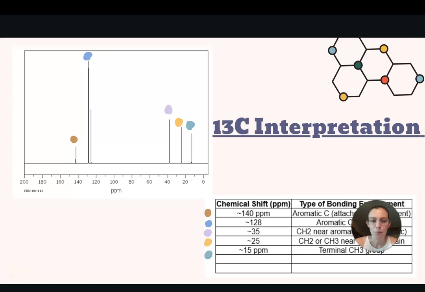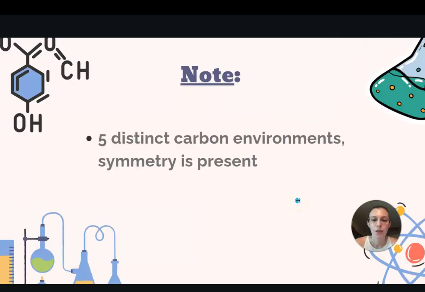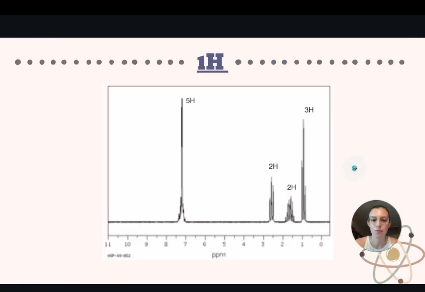We have the purple here, around the 35 area, a CH2 that's going to be near the aromatic ring. Around the 25 mark, the orange yellow, we have a CH2 or CH3 in the aliphatic chain. And around the 15 mark, we have a terminal CH3 group. We can note here that with 5 distinct carbon environments, there is some symmetry present in the molecule.